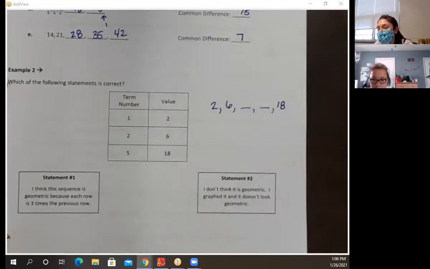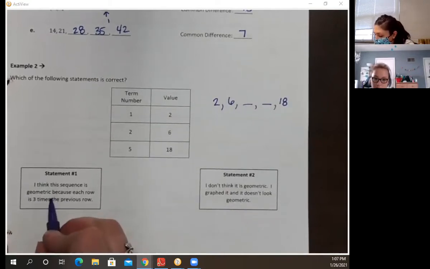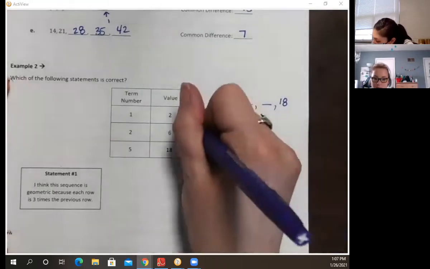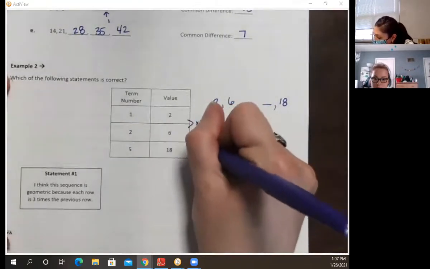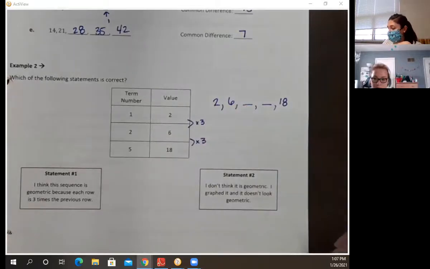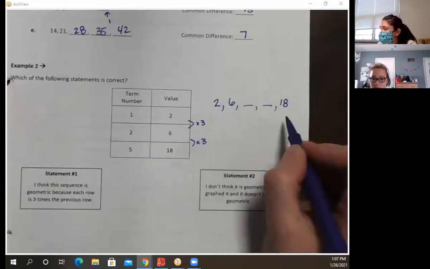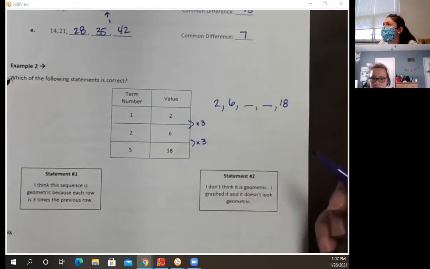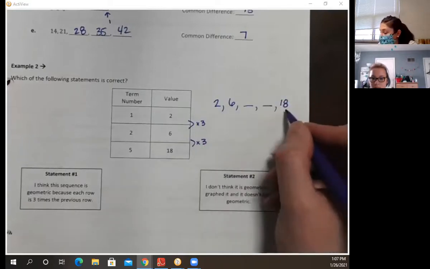I have a couple of statements about this sequence, and I want to determine which of them is true. So my first statement says this sequence is geometric because each row is 3 times the previous row. Now, 2 times 3 gives me 6, and 6 times 3 gives me 18. However, are 6 and 18 adjacent in my sequence? No, they're not consecutive terms. So would it be fair to say this is a geometric sequence? No. I can multiply by 3 here, but multiplying by 3 again wouldn't give me the next term.